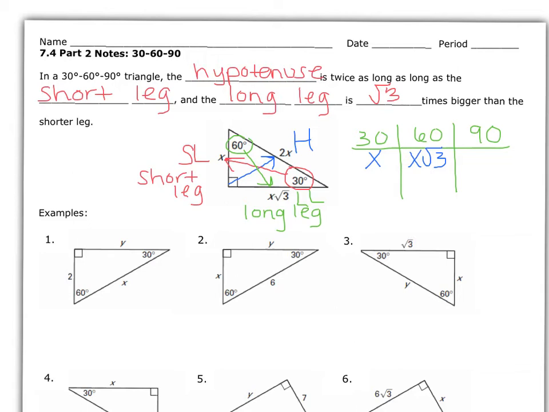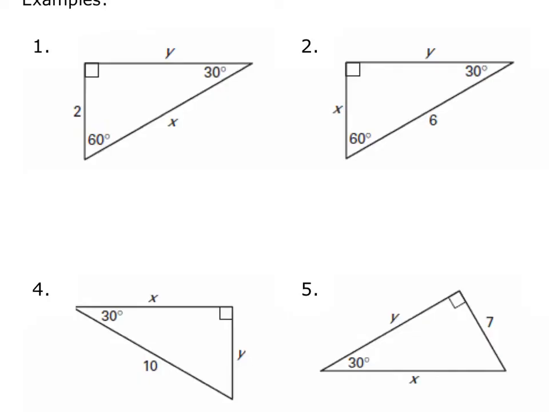Now the hypotenuse is always twice as big as the short leg. So this is one way you can do these problems: you can create your table like this and work from here. I'm going to show you a couple of different ways and then you can pick the one that suits you best.